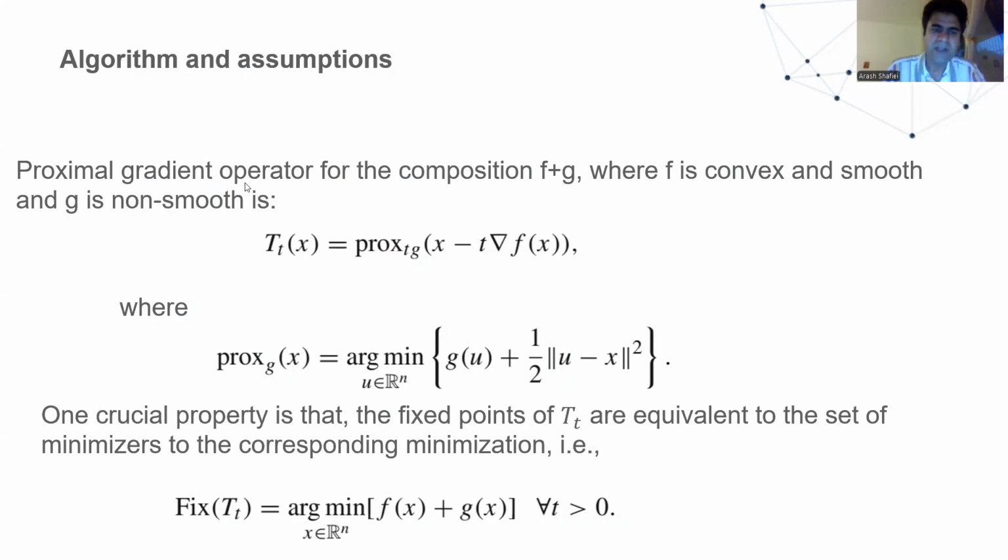The proximal gradient operator for the composition of two functions, where f is smooth and g is non-smooth, is the following. Here you can see. The proximal of the non-smooth function g is the set of minimization points of these functions. Now we have the main property, which has already been proved: all fixed points of this operator form the set of minimizers of this composition, f plus g.